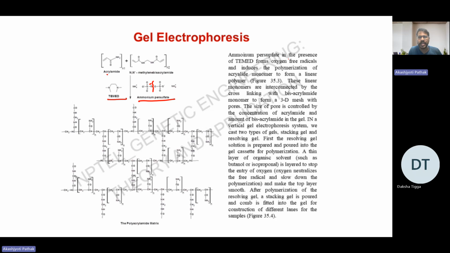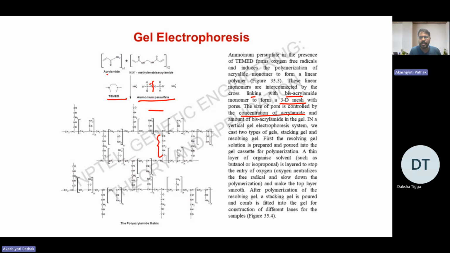Ammonium persulfate in the presence of TEMED forms oxygen free radicals and induces the polymerization of acrylamide monomers to form a linear polymer. In this linear polymer, the chains are interconnected by cross-linking with bisacrylamide. As a result, you get a 3D mesh with pores. Remember this: the size of the pores will be determined by the concentration of the acrylamide and the amount of bisacrylamide in the gel.